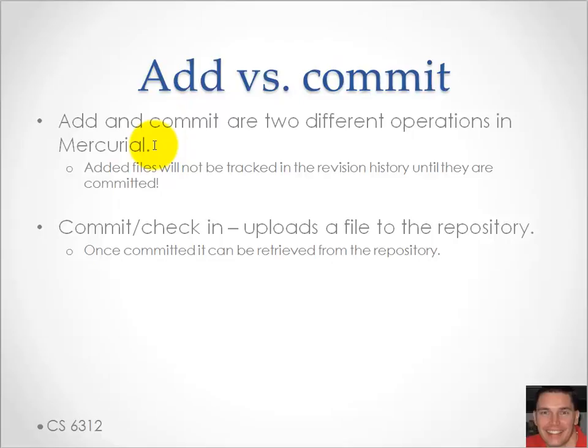Remember, add versus commit. Add and commit are two different operations. Add means you want the file to be within the repository, but it hasn't been there yet. So added files will not be tracked in the revision history until they are committed. If you want to check in a new version of the file, you need to go through the process of committing. When you commit or check in, it uploads your current version of the file to the repository. And once they've been committed, then you have the ability to go back to that particular version.